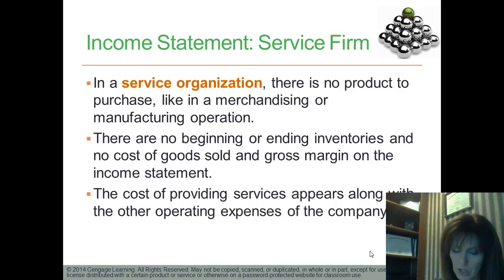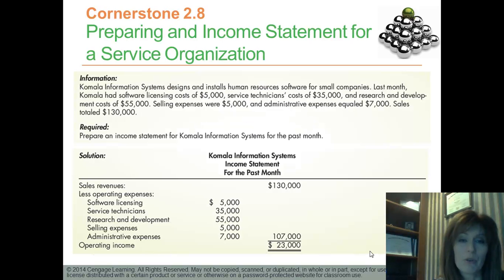In a service firm, we don't have the product to worry about, so we don't have beginning or ending inventory, so it's a much simpler income statement to prepare, still just as important, but we don't have to worry so much about all the formulas for the product, the beginning and ending inventory. So this is what a typical service organization looks like. We just have sales revenue, and then we have operating expenses. So we don't have to do cost of goods sold. We don't have all that stuff. We just have revenue and expenses. Much simpler.